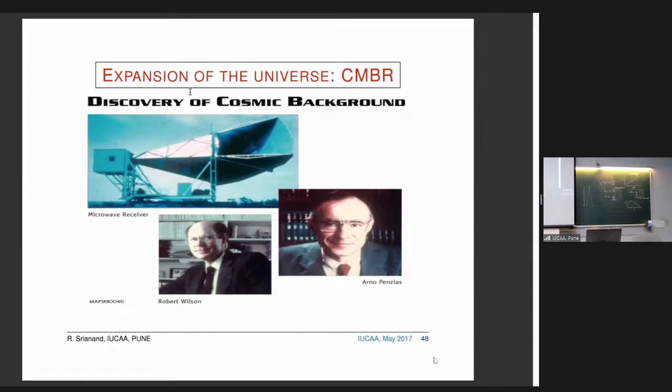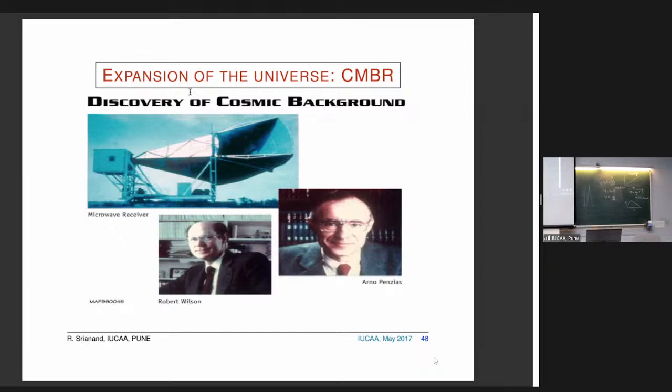And slowly they will decouple, and at some stage the radiation would have decoupled from matter for good. At that time the temperature would have been very high. But since the universe is expanding, what will happen? Slowly, today the temperature has become 3 Kelvin.